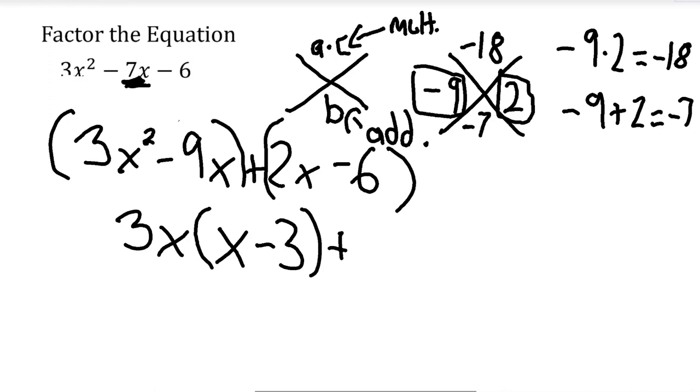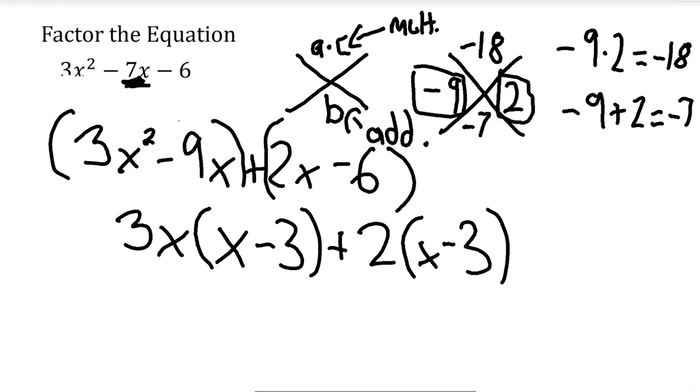Now let's do the second one. What is common between 2x minus 6? It is 2. So let's take out the 2, and that leaves x minus 3. Notice how this is x minus 3, and this is also x minus 3. This is not just pure coincidence. It should always be like this. These two terms in parentheses should always be the same.